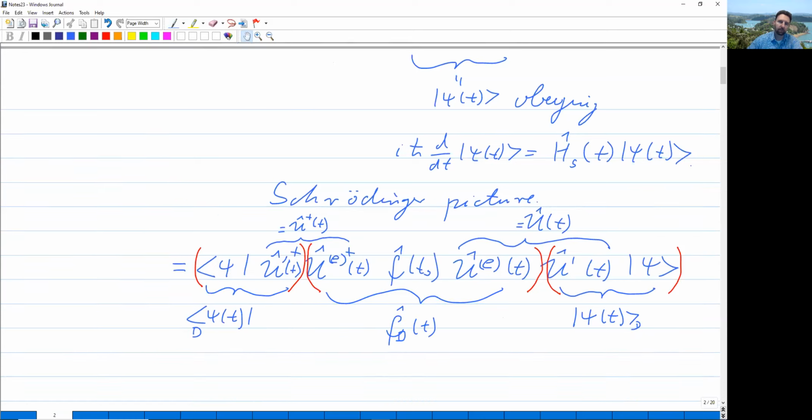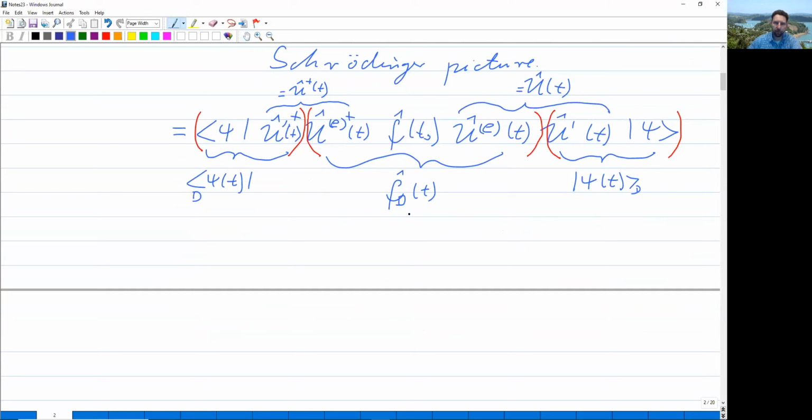Each obeys equations of motion. Namely, this one obeys an equation that looks like a Heisenberg equation. It's i h bar d by dt f hat Dirac of t is equal to the commutator of f hat in the Dirac picture of t with the easy Hamiltonian in the Dirac picture of t. And this simply means we are solving the problem as if there was no difficult part of the Hamiltonian, and we're solving it in the Heisenberg picture.